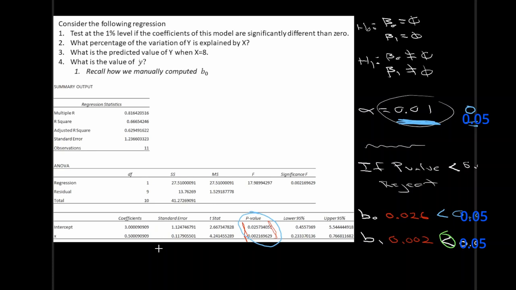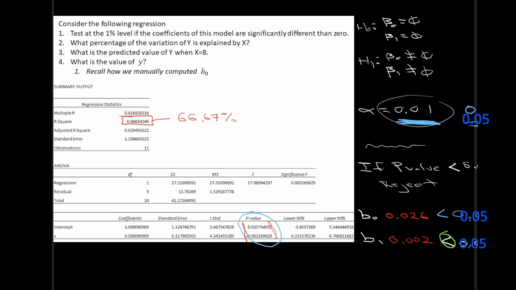Okay. Question 2. What do we have for question 2? Again, we're saying what percentage of the variation of y is explained by x? Again, what I'm getting at is our value of r squared, our coefficient of determination. What variability of y is explained by variability of x? And in this case, we get just over 66.67%. So two-thirds of the variation of y is being explained by x.